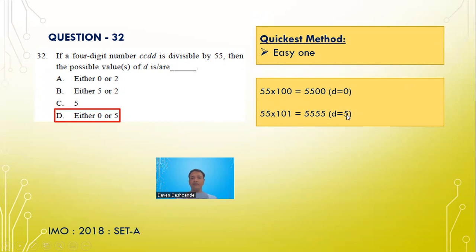C is also 5, and D is 5. So possible values are only 0 or 5, isn't it? Because any number which is divisible by 5 ends with either 0 or 5.